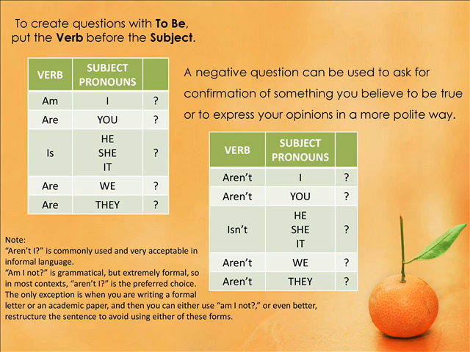Aren't I? Aren't you? Isn't he? Isn't she? Isn't it? Aren't we? Aren't they? Note, aren't I is commonly used and very acceptable in informal language. Am I not is grammatical but extremely formal, so in most contexts, aren't I is the preferred choice. The only exception is when you're writing a formal letter or an academic paper, and then you can either use am I not, or even better, restructure the sentence to avoid using either of these forms.